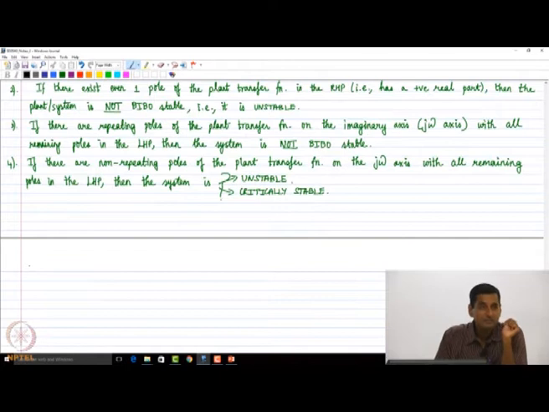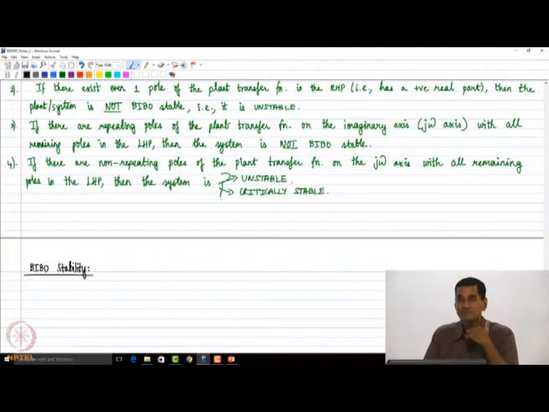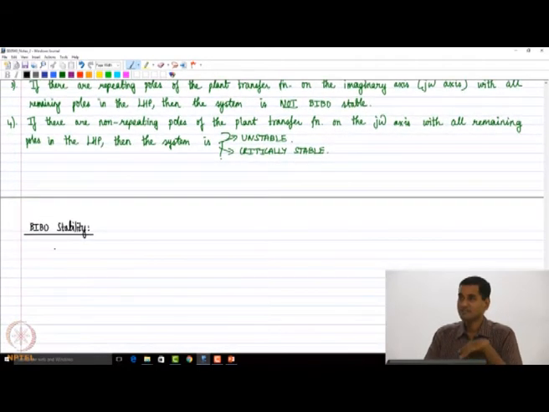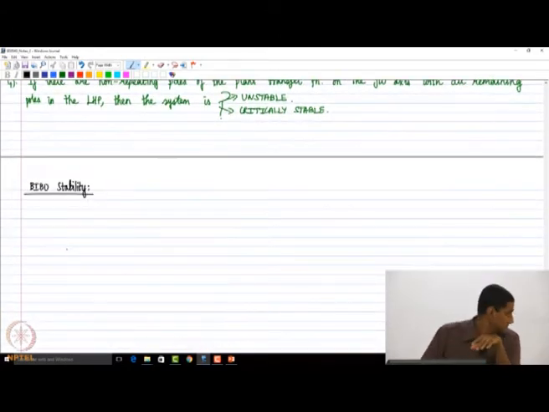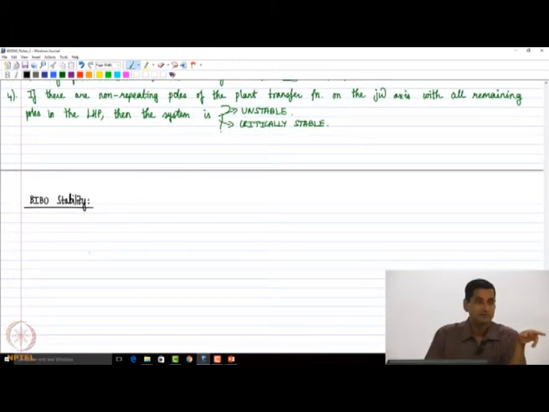So let's look at BIBO stability in some detail. Any questions on the examples and the general conclusions which I drew from them? So I am going to prove one of them. That is my intention now. Any questions? Okay. So let's look at BIBO stability.